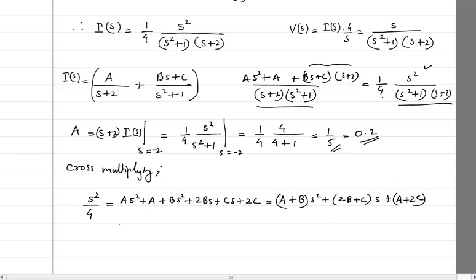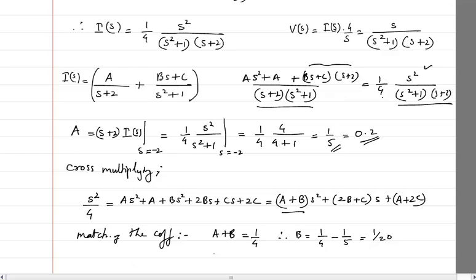Therefore, matching the coefficients, I will get a plus b should be equal to 1 by 4. Okay, a is already 1 by 5, therefore b is equal to 1 by 4 minus a, which is 1 by 5, which comes out to be 1 by 20.